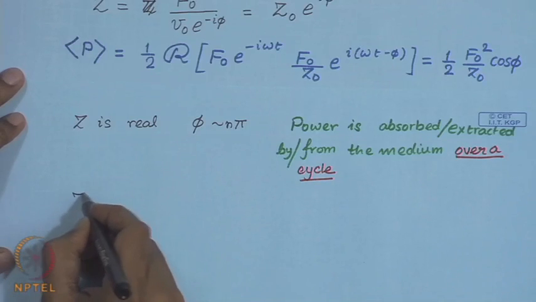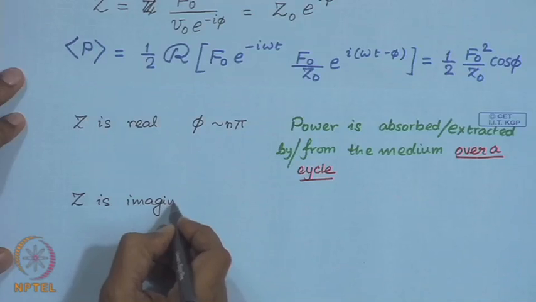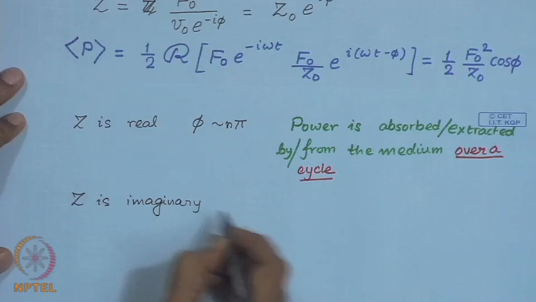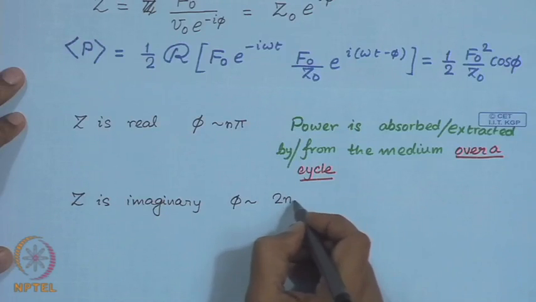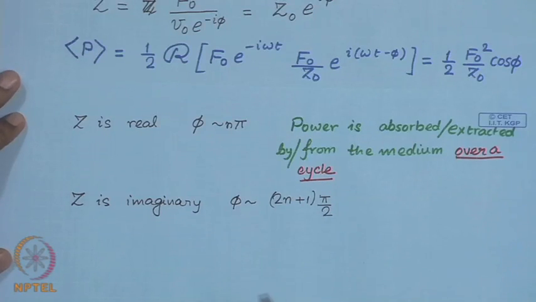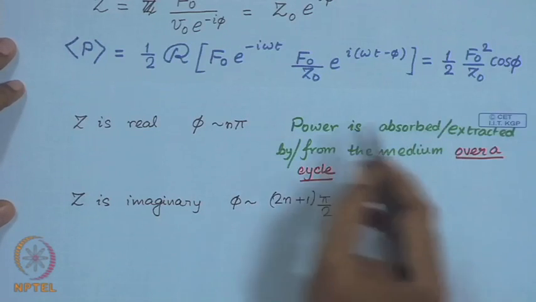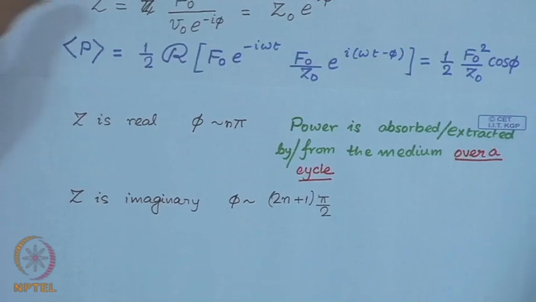Now, if z is imaginary, which means phi is pi by 2, power cannot be absorbed or extracted from the medium. So, this is called a reactive medium. So, as you can see this will be 0. So, on an average power is neither absorbed nor extracted from the medium.